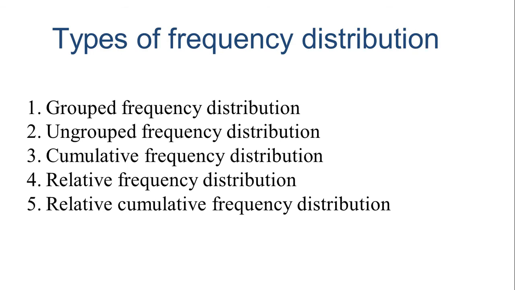Now come to the types of frequency distribution. There are basically 5 types of frequency distribution: grouped frequency distribution, ungrouped frequency distribution, cumulative frequency distribution, relative frequency distribution, and relative cumulative frequency distribution.